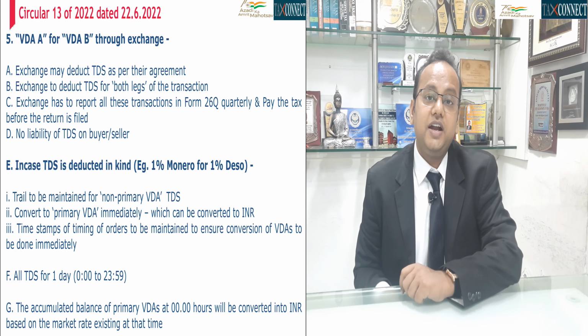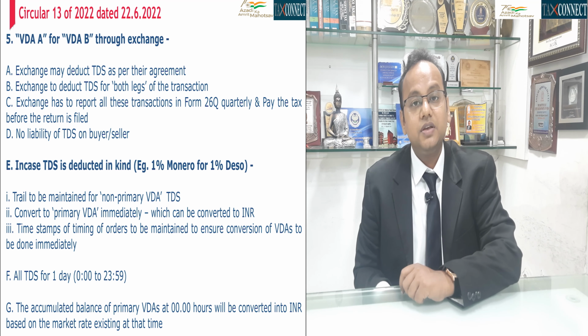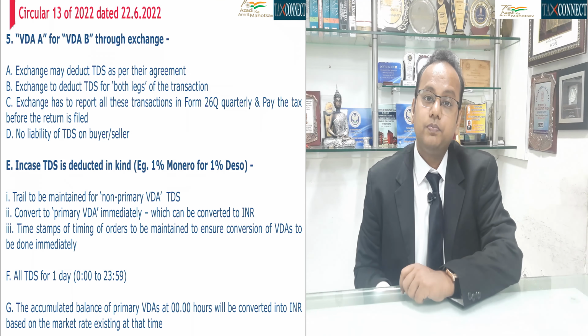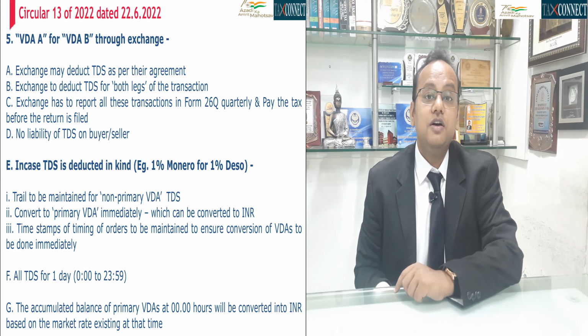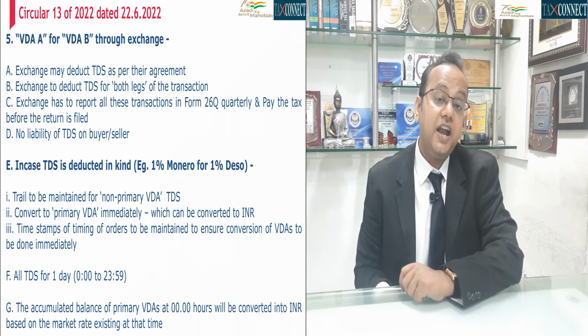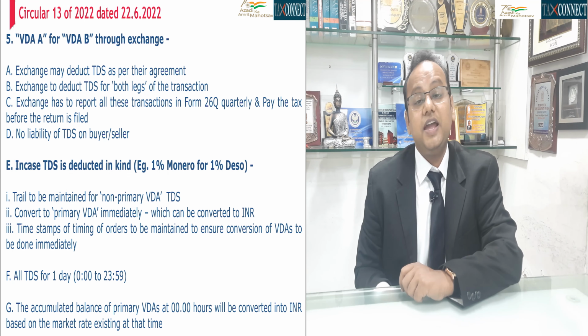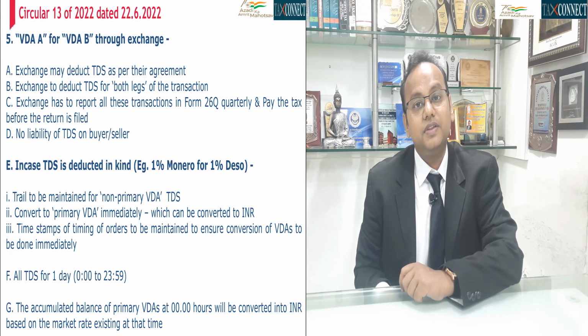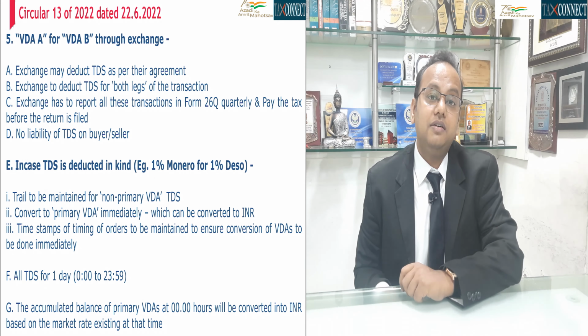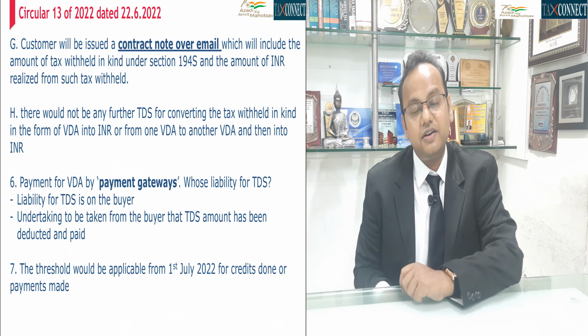Now, they have also clarified that in case there are two non-primary VDAs, say Monero being exchanged for DESO, which are two non-primary VDAs exchanged for one another, then 1% of Monero would be deducted and 1% of DESO would be deducted. However, within one day, that is from 12 AM in the morning to 11:59 PM in the evening, these would be accumulated and converted to primary VDAs like bitcoins, etc. And at 12 midnight, these would be converted and crystallized as INR.